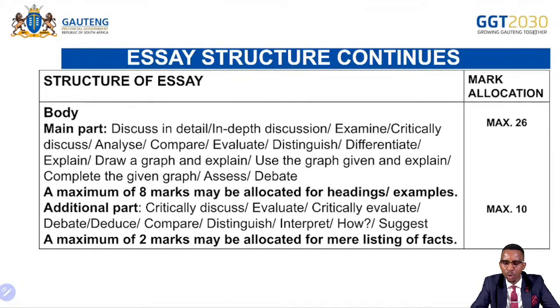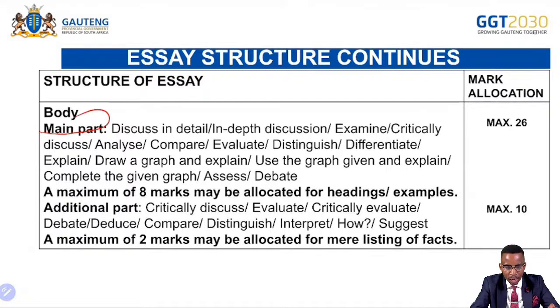And then that's the body of your essay. So we have the main part, remember, as well as the additional part. In your main part, that's where you simply discuss the content. The main part is divided into 2. We have the 8:18 principle, whereby 8 marks is for lower order, where you mention subheadings and then you mention examples. And then 18 marks is for you to discuss the content in depth.